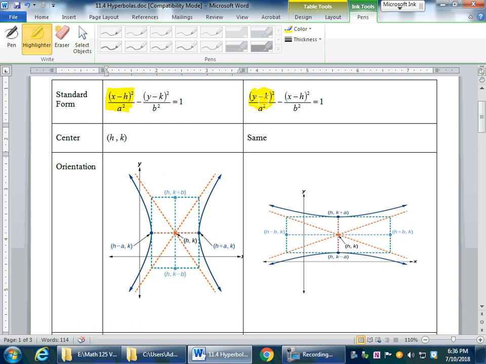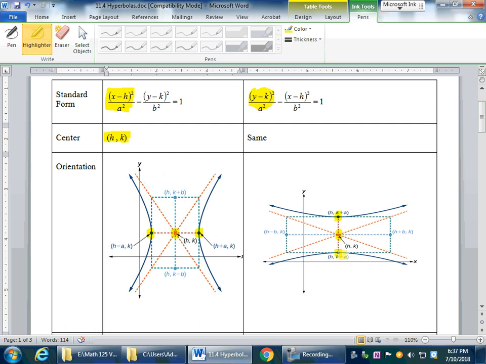The center is the same, (h, k). Once you get the standard form, you will get the center right away. And you can see that when you draw it, right here is the center in our graph, and this is the vertex when your hyperbola is opening left and right. Similarly, on a hyperbola opening up or down, these are your vertices.